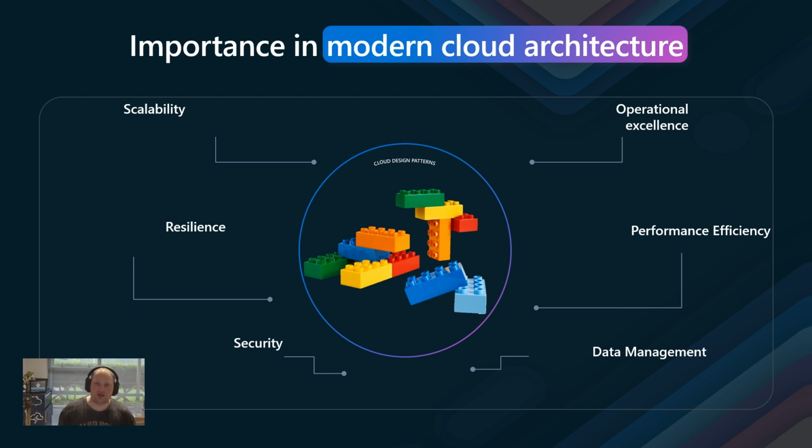Performance efficiency. So patterns such as cache aside and compute resource consolidation optimize performance by efficiently managing resources and reducing latency. This leads to sustainability by lowering the overall resource footprint and energy consumption through effective resource management.